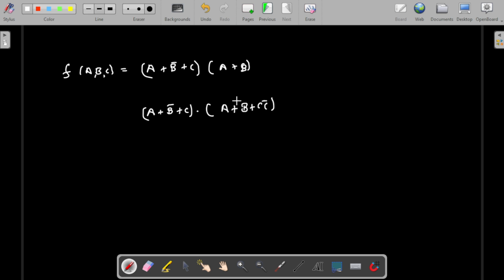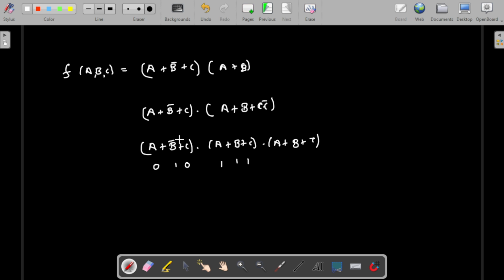So now let's split. As we can see, there is another product here, so we can split this among these. So if we do that, then that will be equal to a plus b bar plus c dot a plus b plus c, a plus b plus c bar. Okay. So we can clearly state that this is equal to 0, 1, 0, 1, 1, 1.